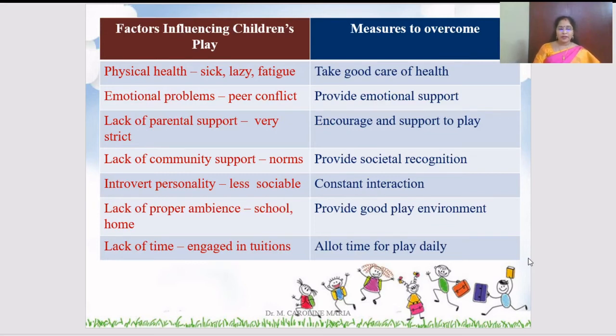When we are discussing the factors, simultaneously let us discuss what measures we can take to overcome the factors. First of all, with regard to physical health, if the child is having some sickness, illness, or if the child is lazy or fatigued, that affects the child's play. So, in order to avoid that, we need to take good care of the health of the children. When the child is having an emotional problem with regard to peer conflict or sibling conflict or parental fights or some mood upset, that will affect the children's play. So in order to avoid that, we need to provide proper emotional support to the children.